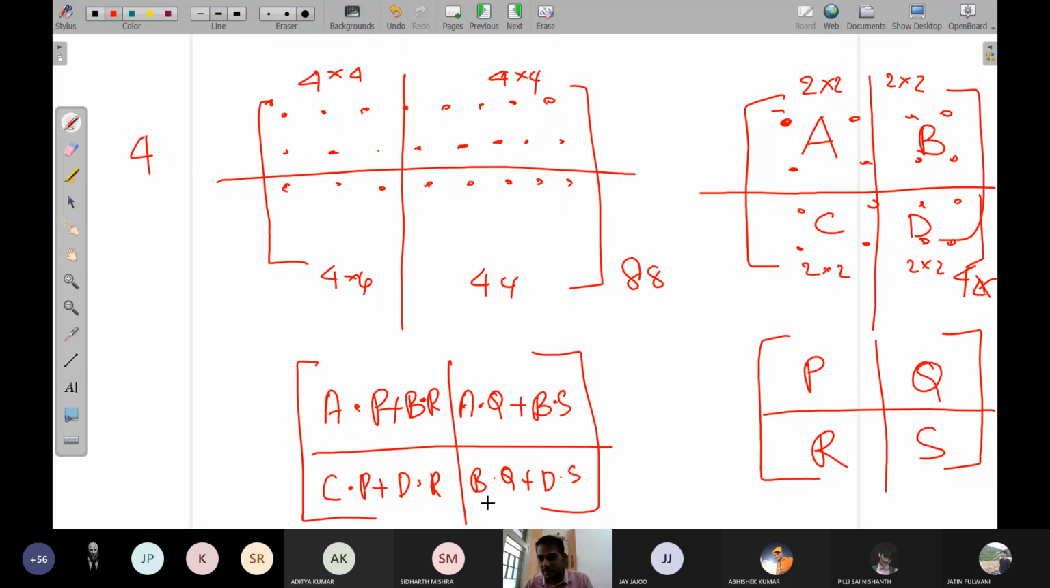Am I right or wrong? I'm wrong, I think. Not B into Q, but C into Q plus D into S. Yes, correct. Now is it correct or wrong? Yeah, this is correct.